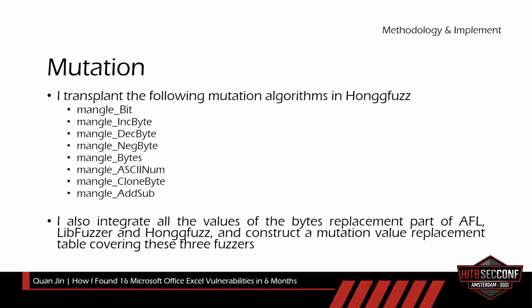Mutation algorithm is an important part of fuzz, and its quality directly affects the result of fuzz. I transplanted the following mutation algorithms from Honggfuzz, including bits, increase byte, decrease byte, negative byte, bytes replace, ASCII number, clone byte, and so on. For the remaining mutation methods in Honggfuzz, after careful evaluation, I chose not to transplant.